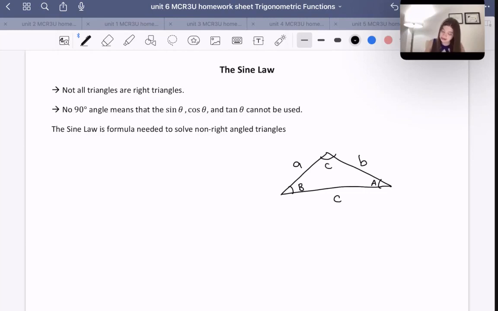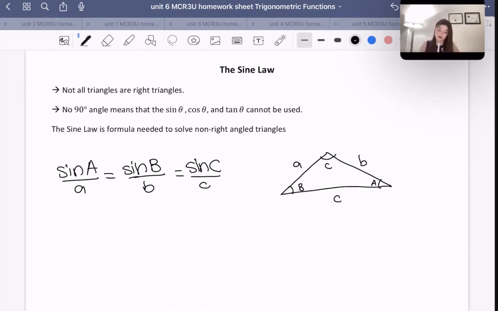it states that the sine of angle A over side A is equal to the sine of angle B over B, which is equal to sine C over C. Now, typically, we wouldn't actually equate all three and do a three-way equation. We would typically just choose the two that are relevant.